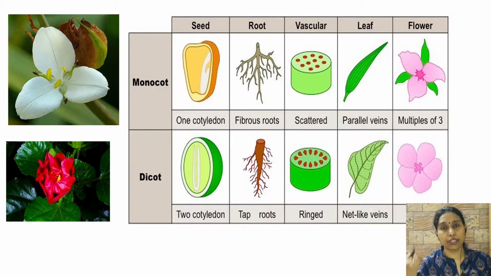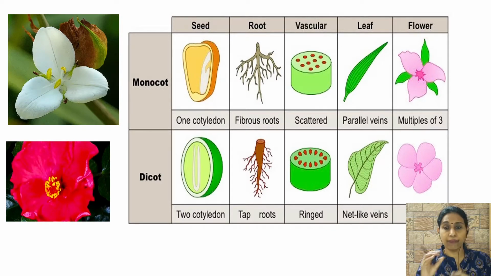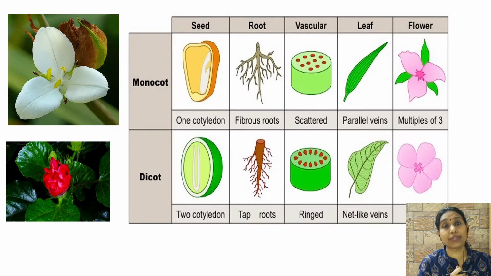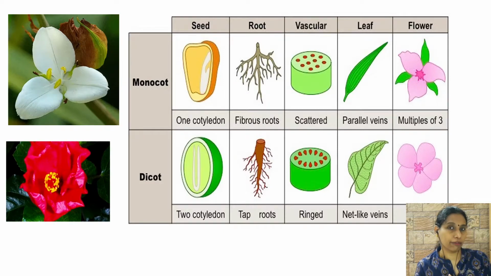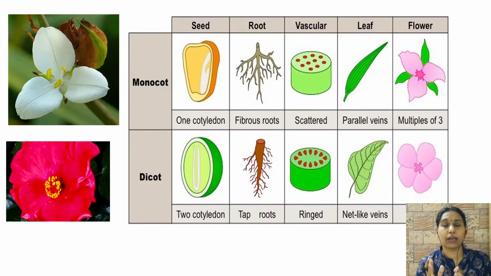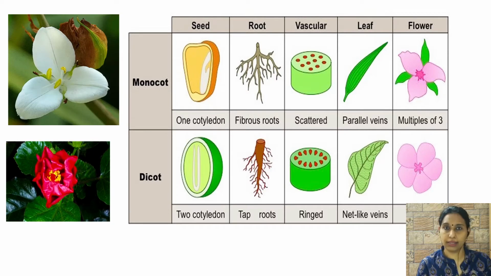Similarly, if you see the flower structure, in case of monocot, the flowers have petals in multiples of 3. It will be 3, 6, etc. In dicot, it is in multiples of 5. So this is a difference between dicot and monocot. This is also there for your practicals. Fine.